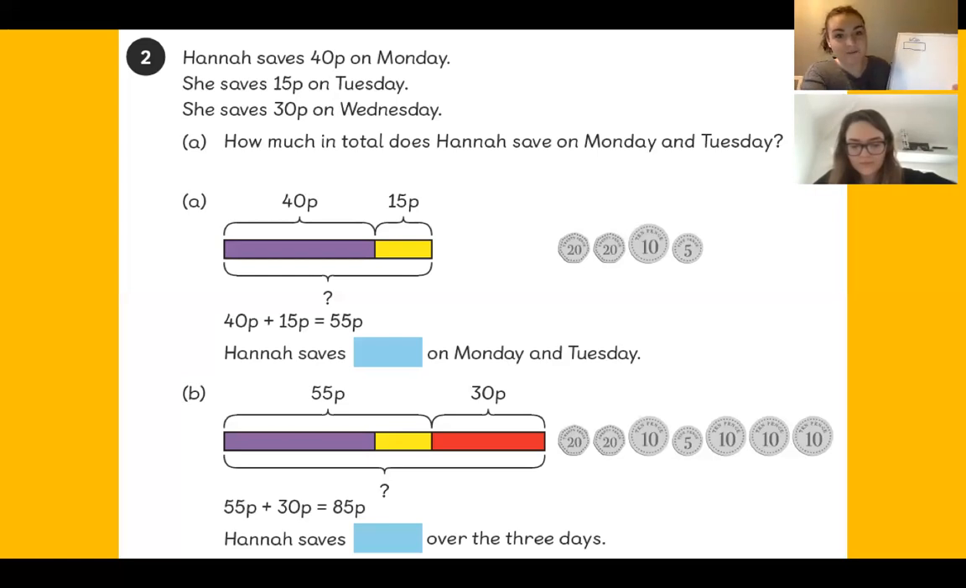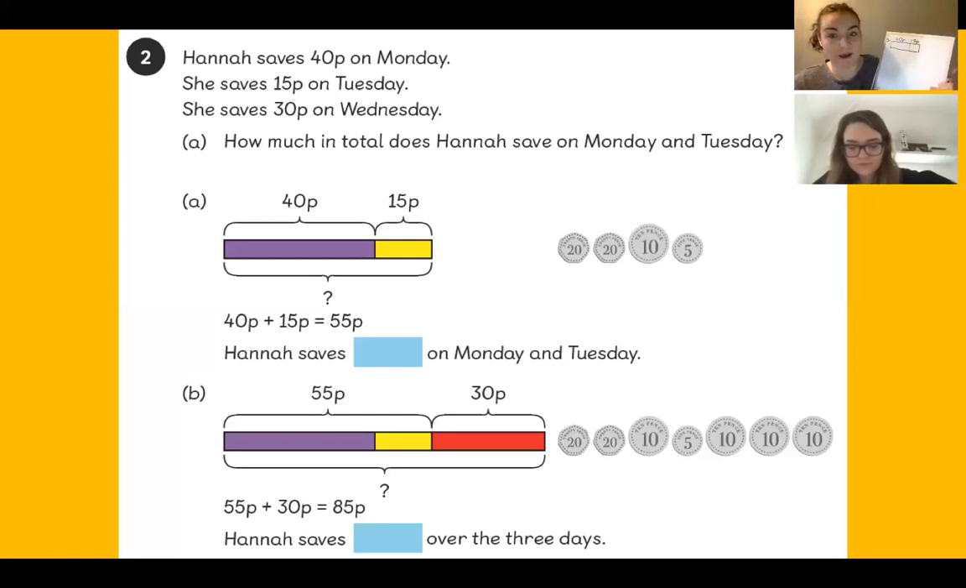She saves 15p on Tuesday. So we need a smaller box. Why has Miss Fen made it smaller? Good, because 15p is smaller than 40p, isn't it? Good. So I've got 40p and 15p, and I'm going to do that first because my first question, A, is how much in total does Hannah save on Monday and Tuesday?